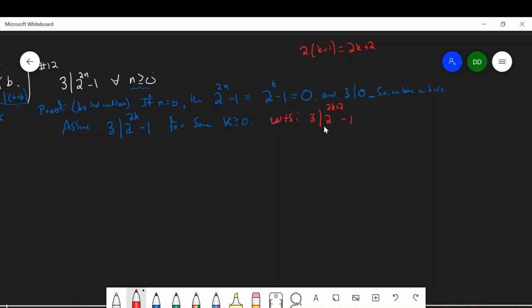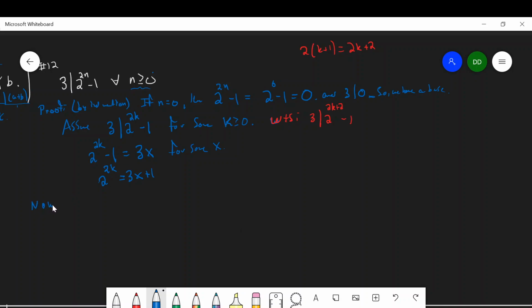Okay, so what does this tell us? Let's look over here at our assumption. What does this tell us? This tells us that 2 to the 2k minus 1 must be 3x, let's say, for some x. And I'm actually going to solve for 2 to the 2k here. 2 to the 2k equals 3x plus 1. We'll see why in a second, why I might want to solve for 2 to the 2k there.